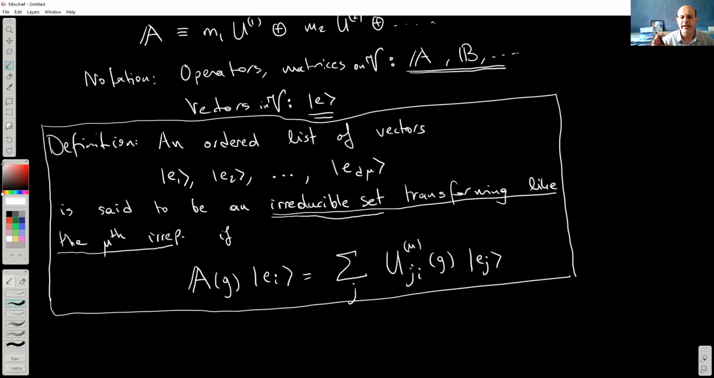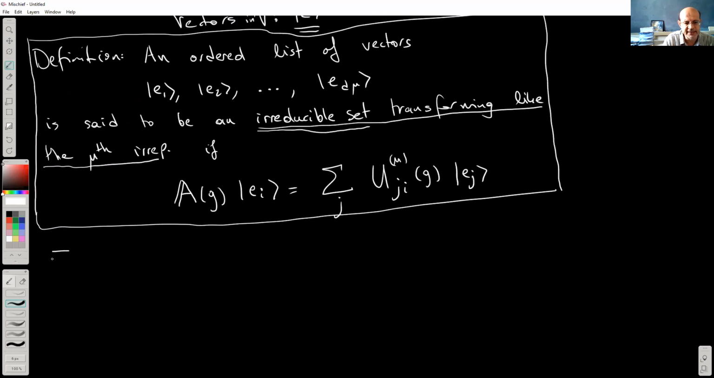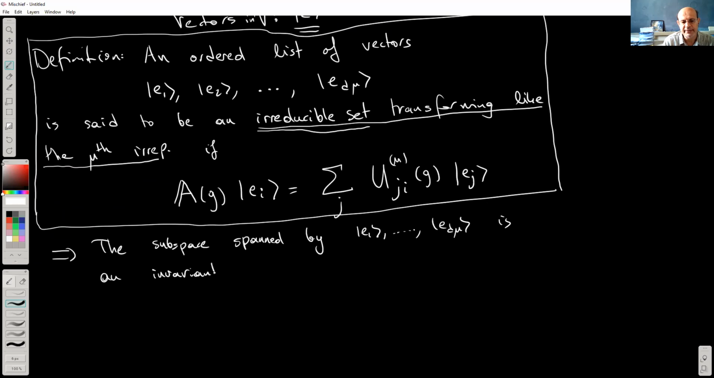In any case, we just give a name to an idea. So if that's the case, the subspace spanned by all of these vectors, E_1 dot dot dot E_d_mu, is an invariant subspace.